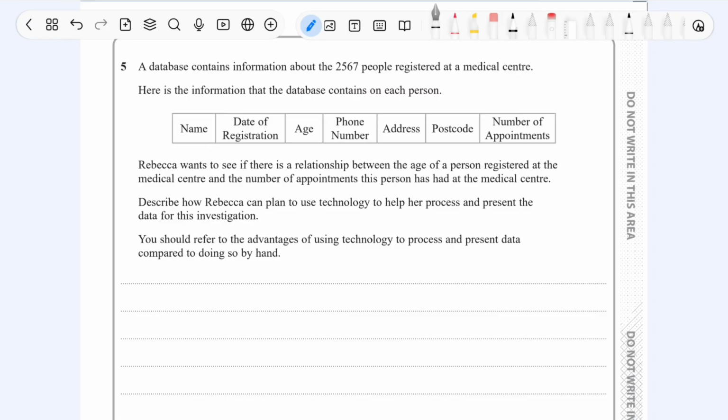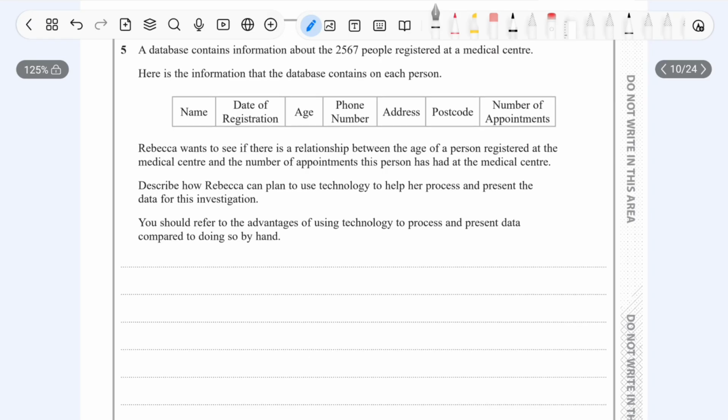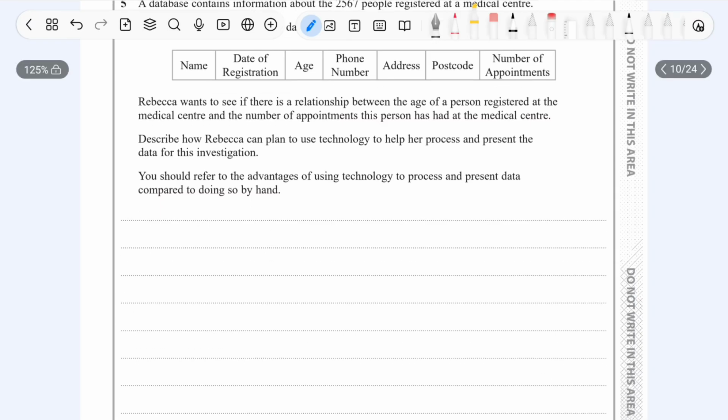So Rebecca wants to see if there's a relationship between the age of a person registered at the medical center and the number of appointments this person has had at the medical center. Describe how Rebecca can plan to use technology to help her process and present the data for this investigation. You should refer to the advantages of using technology to process data compared to doing so by hand. And this is a key piece of information that you really need to know. So refer to advantages of using technology compared to by hand. And then another thing is you can split this into describing how Rebecca can plan to use technology and the advantages of using technology.